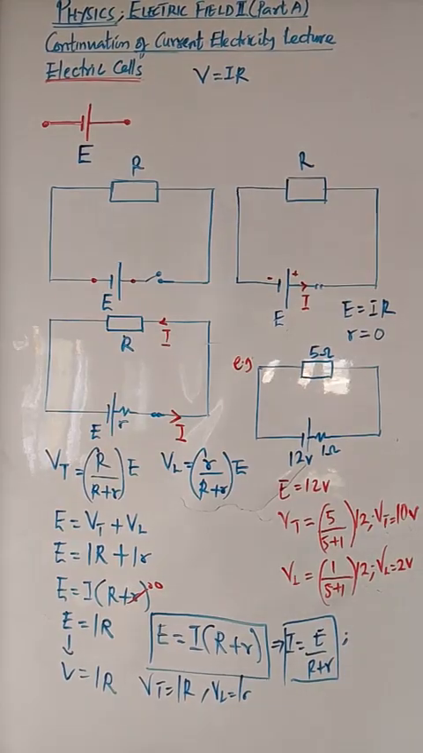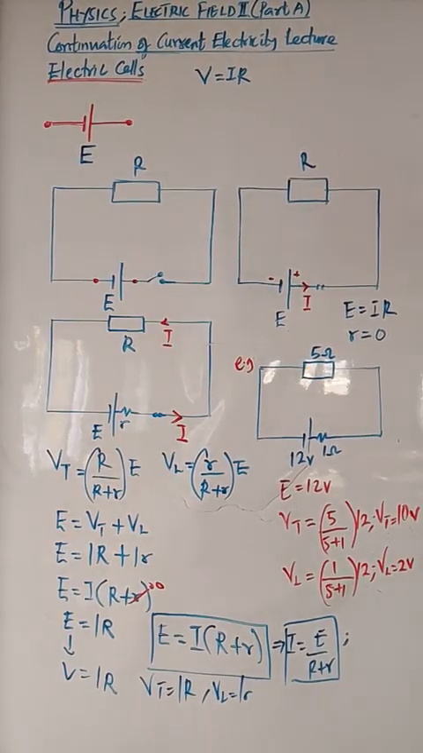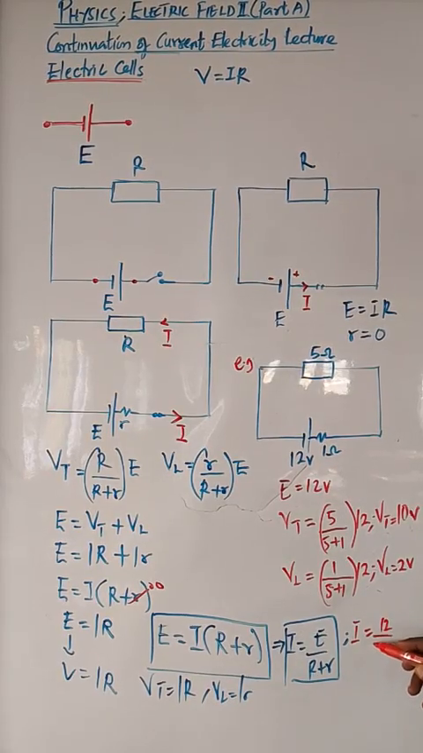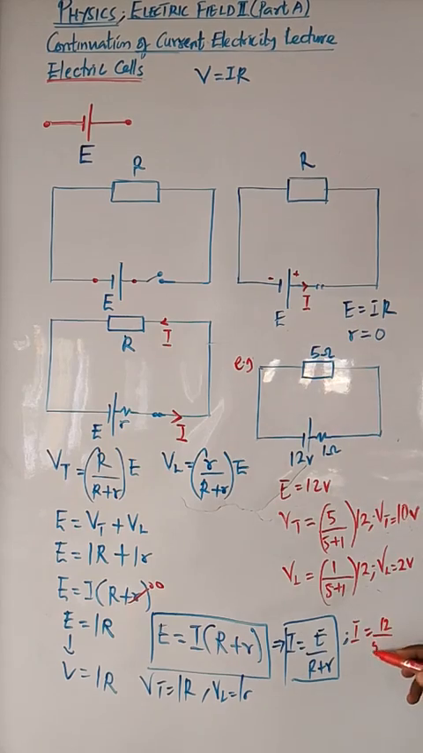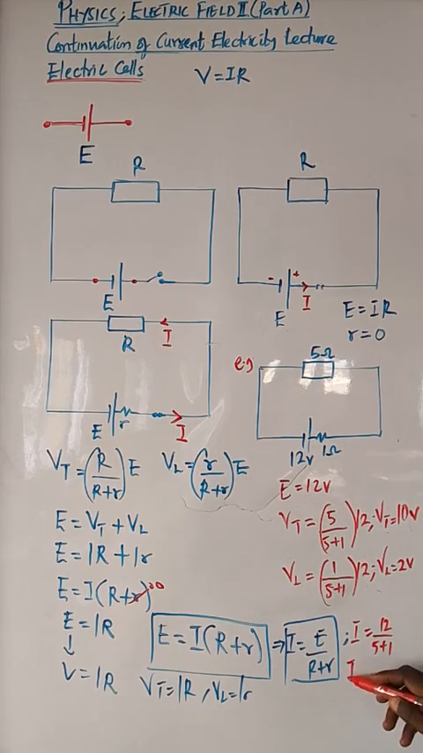So now let's get the value of current from this question. The current I becomes, what is E? 12. R plus r, that's 5 plus 1. So the current I equals 12 over 6. Current I in this case equals what? 2 amperes.